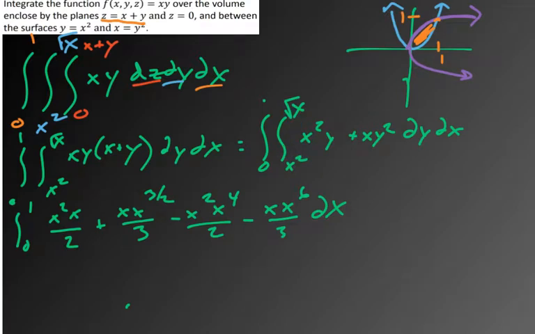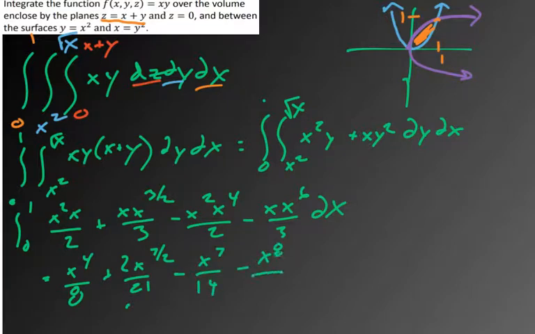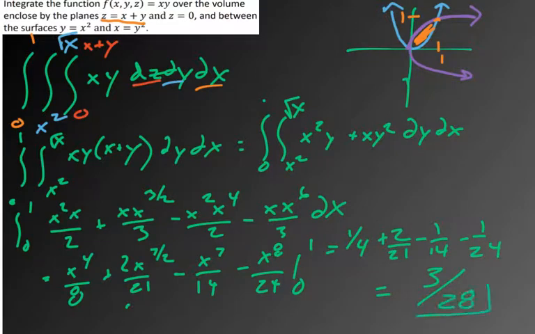Then you can combine a lot of those. If you do that integral out, you get x to the 4th over 8 plus 2x to the 7 halves over 21 minus x to the 7th over 14 minus x to the 8th over 24, from 0 to 1. You get a 4th plus 2 over 21 minus 14 minus the 24th, and all of that should equal 3 over 28, if I did my math correctly.